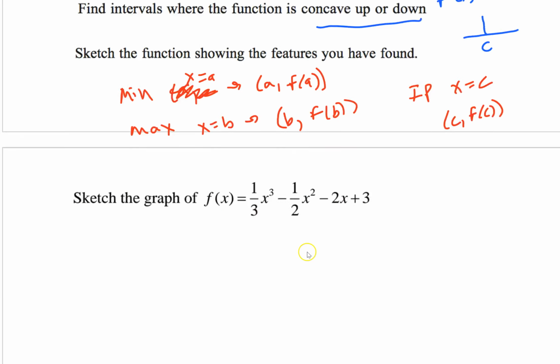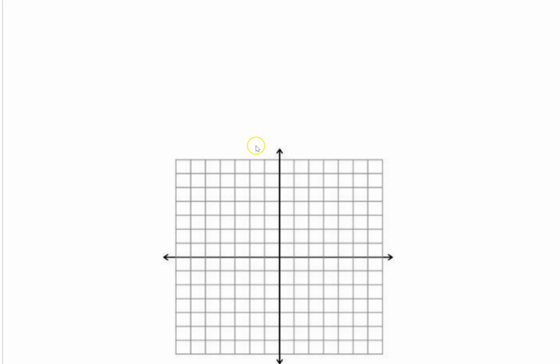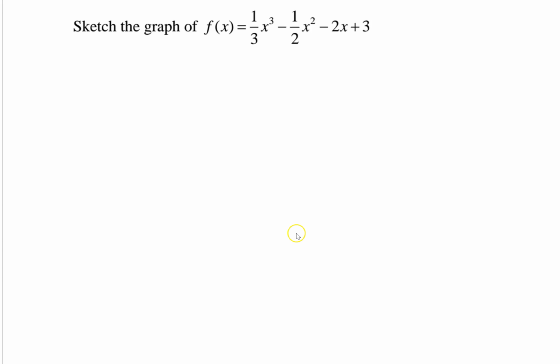So let's do an example. So here's our first problem. Again, our goal is to be able to sketch this. I have a little chart down here. We're going to graph it all onto there. So we're just going to follow the game plan. We're going to do the same thing we always do.